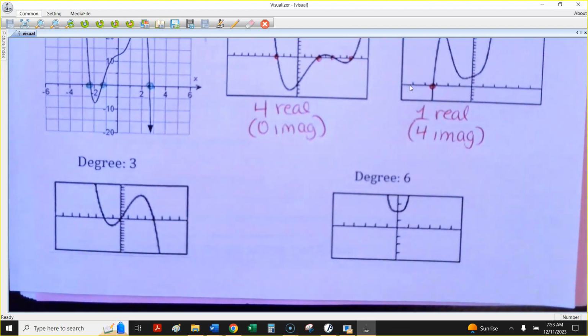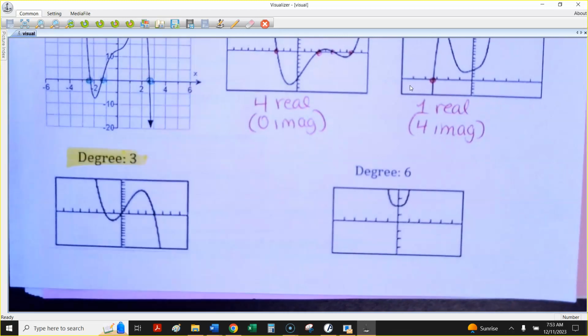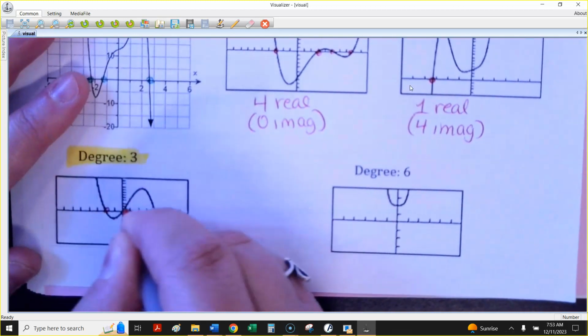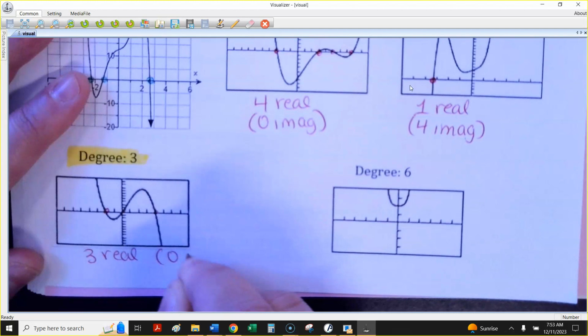All right, if this guy down here is degree 3, how many zeros can you see on the graph? All 3. Yep, 1, 2, 3. So this is 3 real, 0 imaginary.